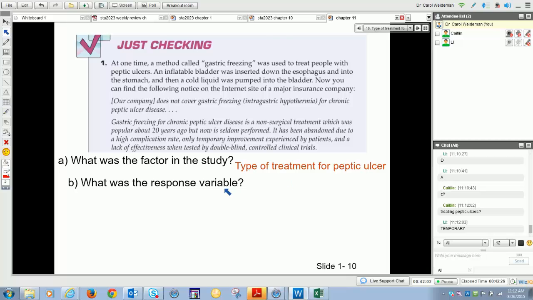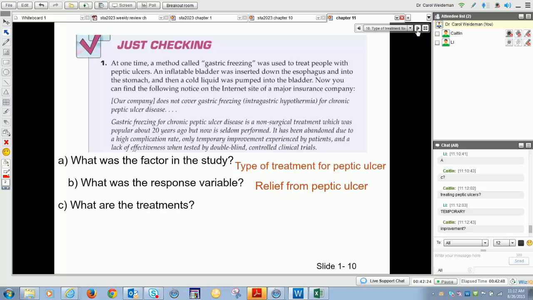What was the response variable? What kind of effect are they looking for? What are they treating here? They're treating these peptic ulcers, right? So what kind of an effect would they want to see? They would want to see, well, some kind of relief from the ulcer, right? I would think there's pain improvement. I don't have an ulcer, so I don't know what relief would be, but maybe no pain.